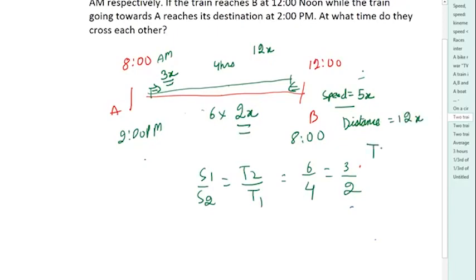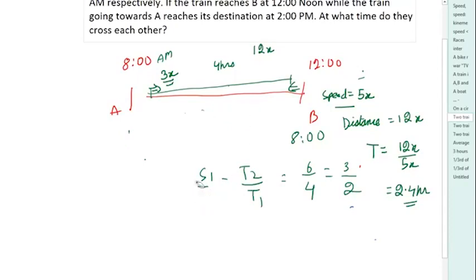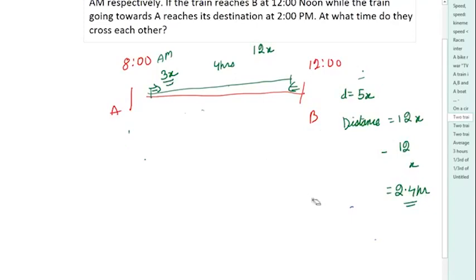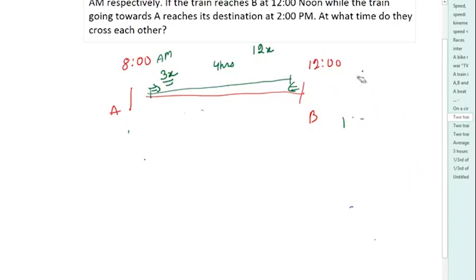Therefore, the time taken will be distance by speed, or 12x by 5x, which is equal to 2.4 hours. So it's independent of the distance. Once you know it's independent of distance, you can even assume some distance. So let's look at another method to do this. We need to be careful. Don't assume where you cannot assume, but if you are able to, it makes things even easier. Let's see.